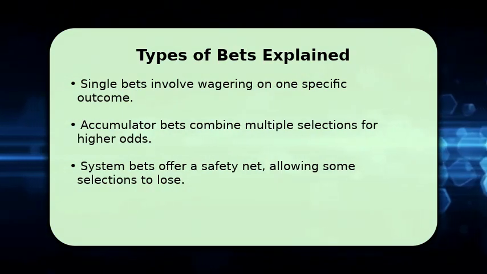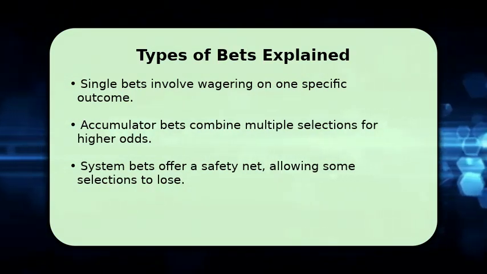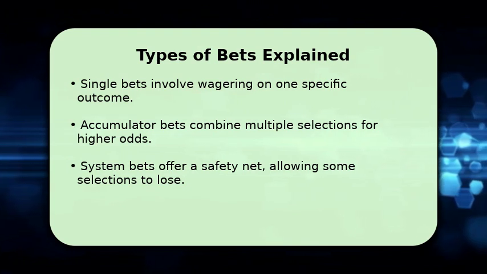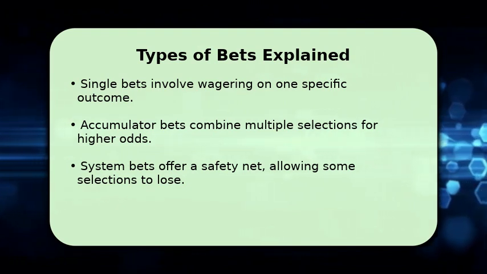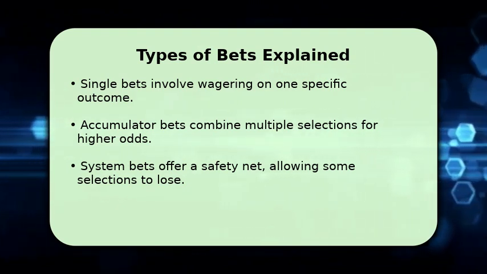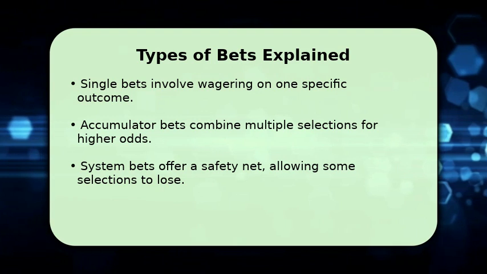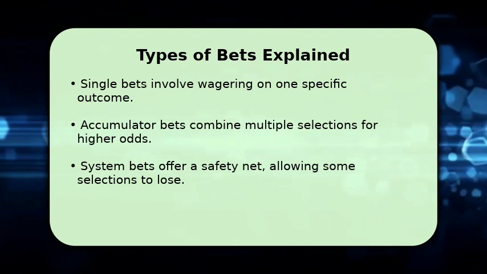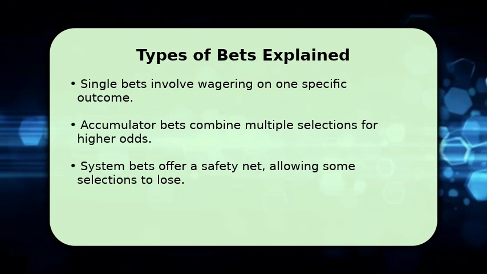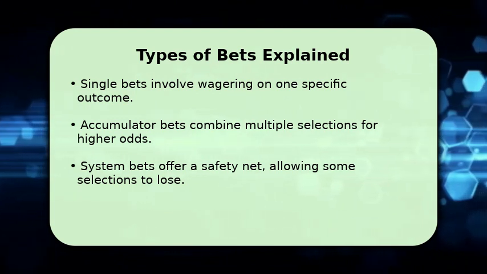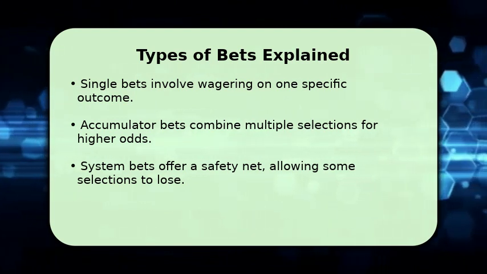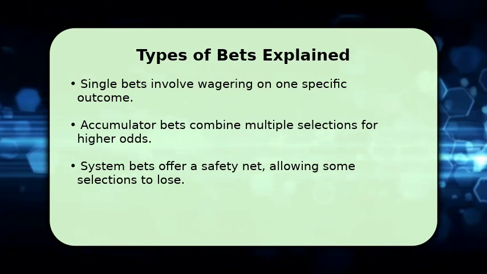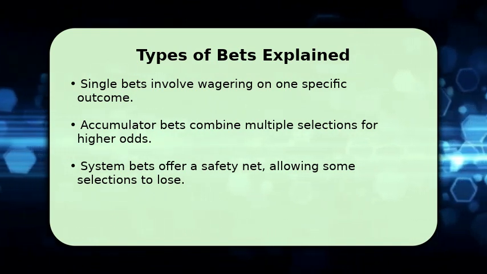Understanding the different bet types is key to a successful experience. Single bets are straightforward, focusing on one outcome, perfect for beginners. Accumulator bets, also known as parlays, combine two or more selections, multiplying the odds for potentially larger returns, though all selections must win. For a bit more flexibility, system bets allow you to win even if not all your predictions are correct.